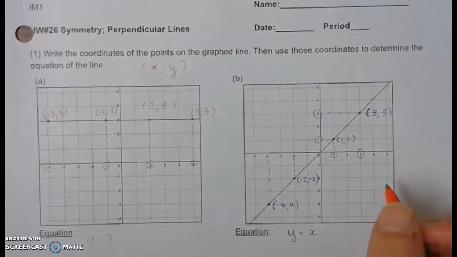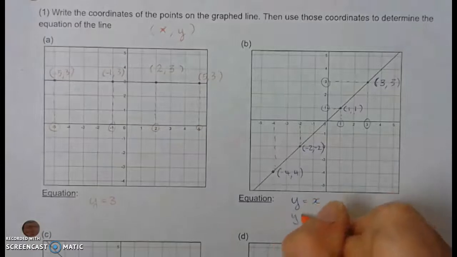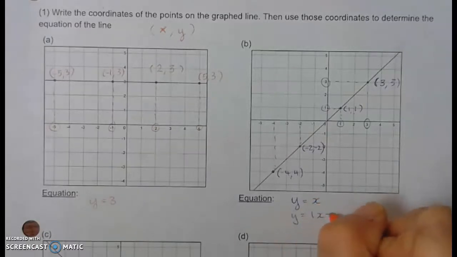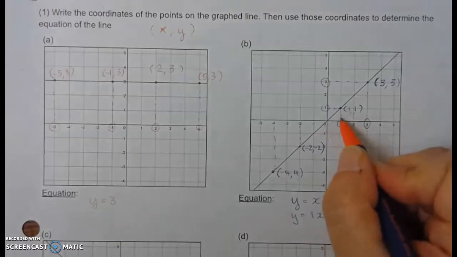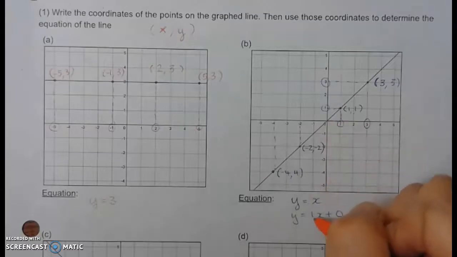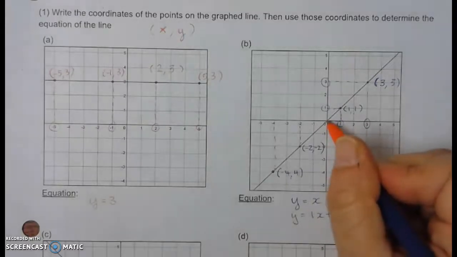This is also the same as saying y is equal to 1x plus 0, where 1 is the slope. Slope is rise over run. So rise is 1, run is 1, so the slope is 1 and the y-intercept is 0. Okay, so they're the same thing.